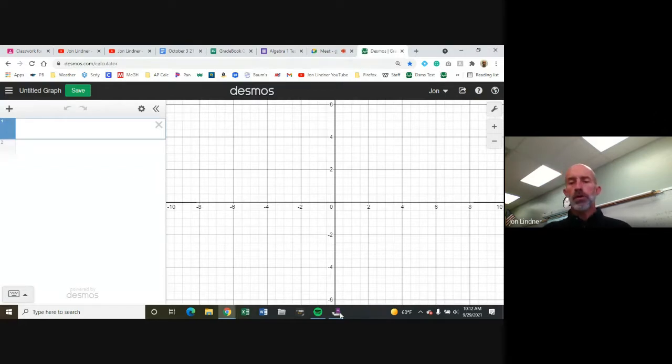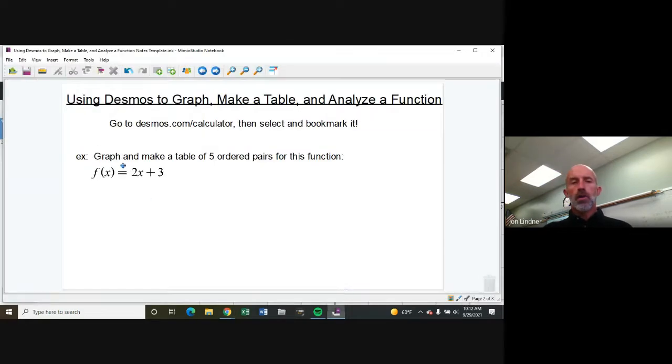Now, on this first problem, we are going to graph this simple function. And we're going to make a table of 5 ordered pairs for this function. So we want a graph and we want a table of 5 ordered pairs. All right, so my function is f of x equals 2x plus 3.